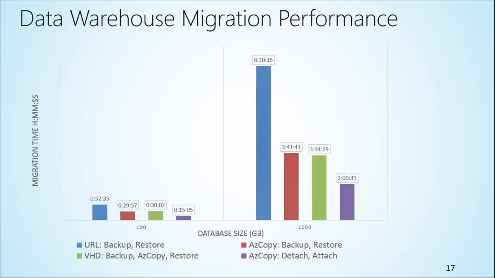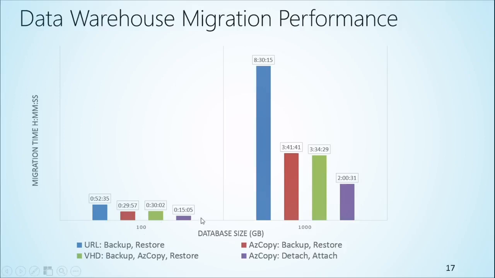So let's look at a performance comparison between some of these different approaches. What I've put together on this slide here is for two data warehouse sizes, one with 100 gigabytes, the other one with 1 terabyte. I'm comparing the performance of the different approaches that we just discussed. One of them is backup and restore through a URL device. The next one is backup and restore using VHDs and using AZ Copy to move the VHDs over into the cloud. And then backup and restore with just files, again using AZ Copy. And the last one, the purple one, is AZ Copy with detach and attach.